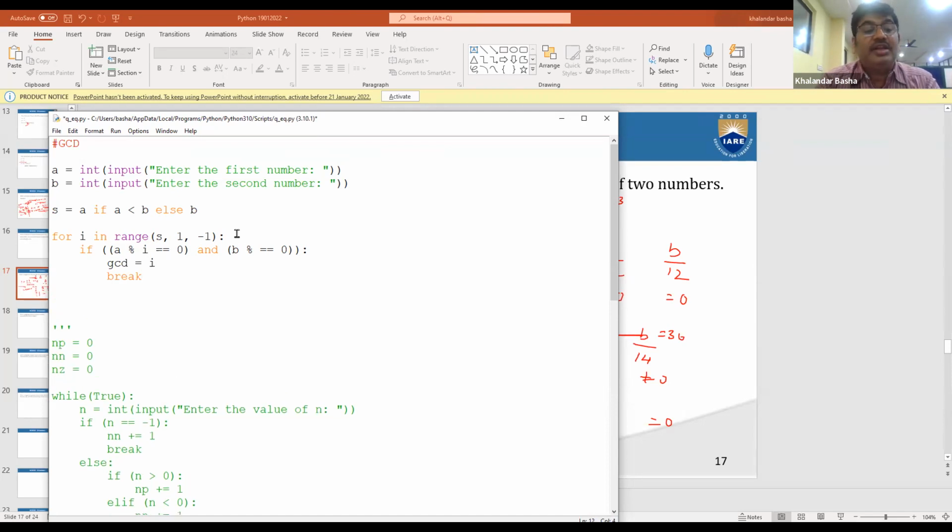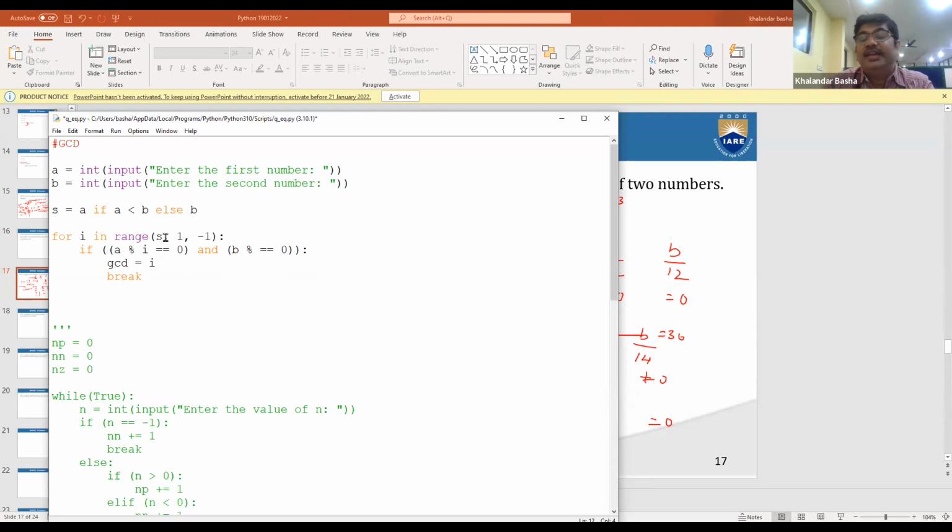Suppose the remainder is non-zero for any one of the conditions. What is the next step we have to take? Again, we have to go for the next iteration. As this condition fails, it is not going to return any value. It will take the next iteration.